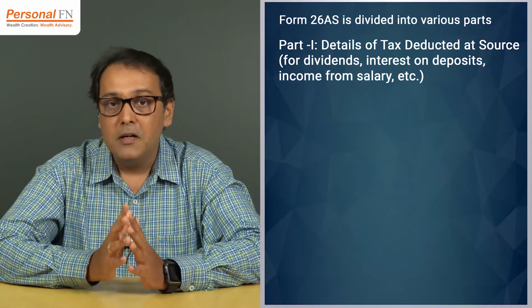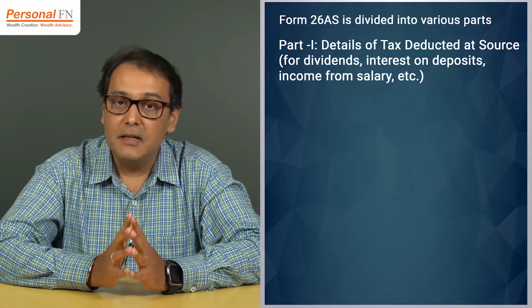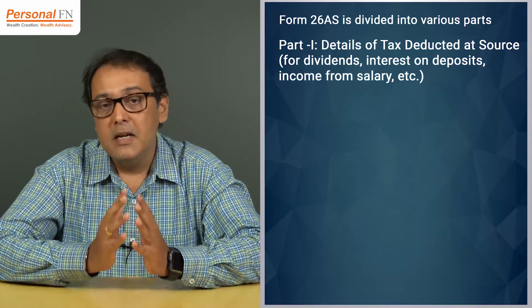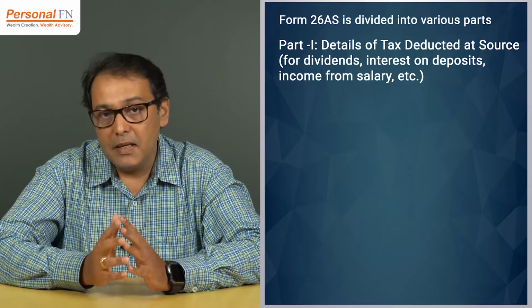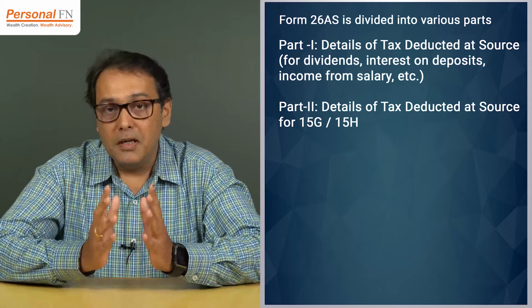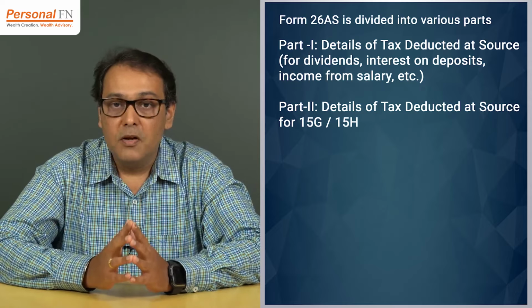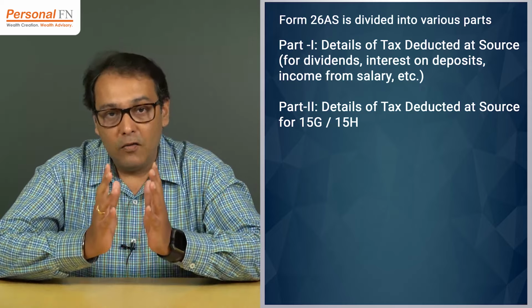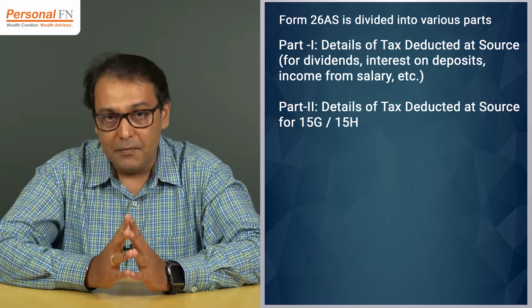Form 26AS is divided into various parts. Part 1 shows the details of the tax deducted at source for dividends, interest on deposits, income from salary, etc. Part 2 shows the details of tax deducted at source for 15G or 15H as the case may be.